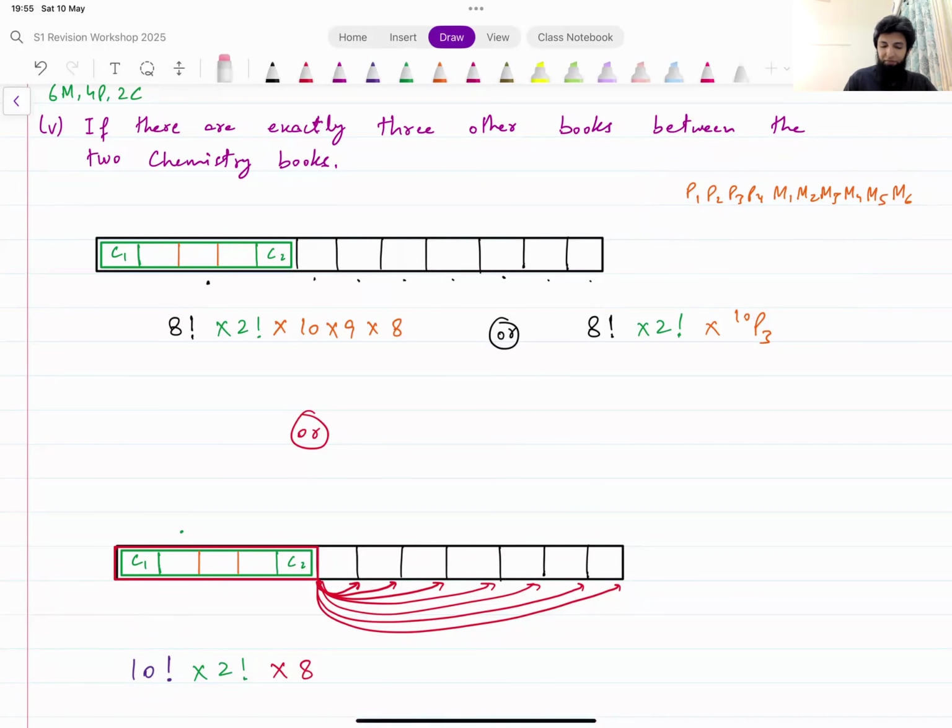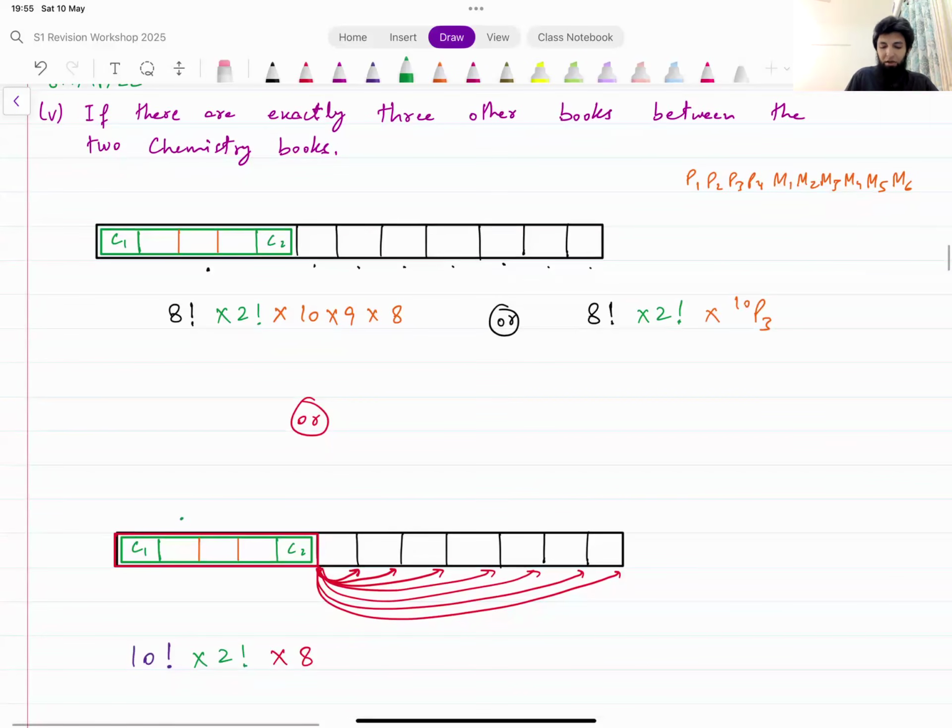Since they are all different, we don't have to divide by anything as well. But if there was repetition, we could handle that here now. So if the 4 physics books were identical, let's suppose, we could just divide by 4 factorial here, and that would take care of it. In this case, they're all different. So let's just understand it using this example first, and then I'll show you another in which there is repetition. So 10 factorial for those letters, and then 2 factorial for the chemistry books switching places with each other.